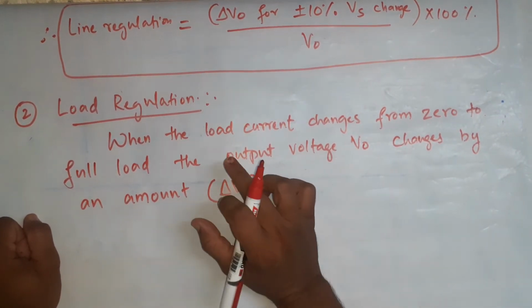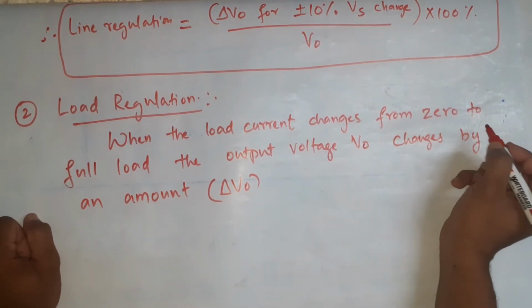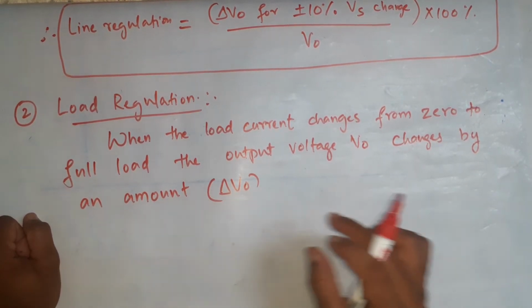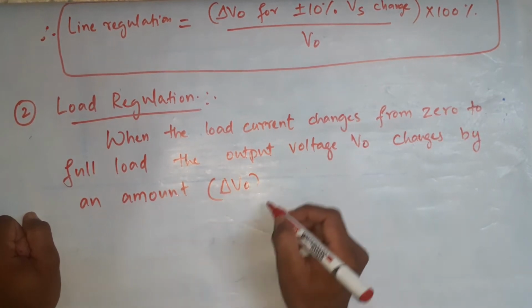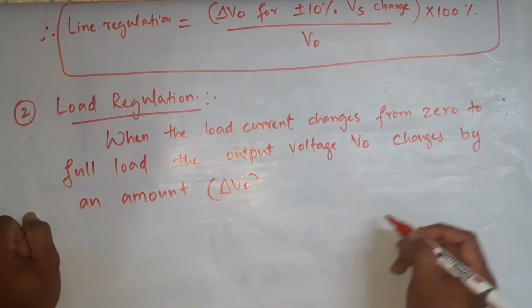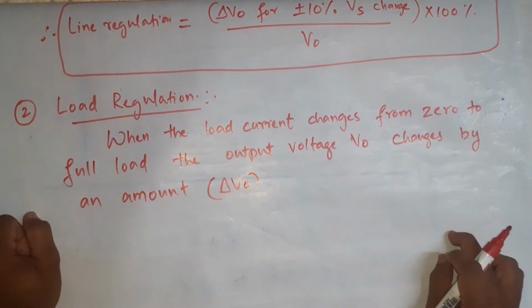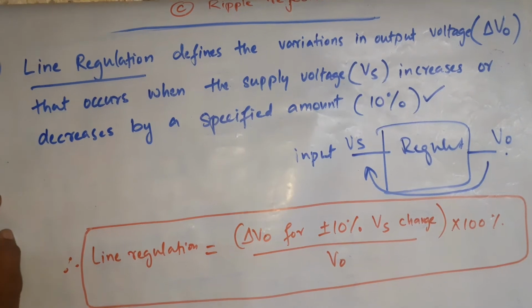Okay, so let me repeat. When the load current changes from 0 to full load, the output voltage V naught changes by an amount delta V naught. Delta V naught means a change in output voltage is caused because the load current is changing from zero load to full load. And what was our line regulation?